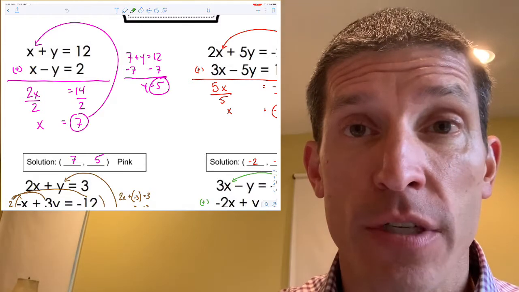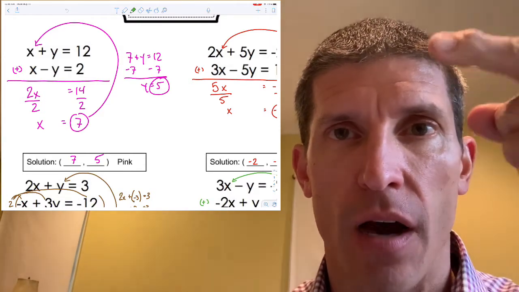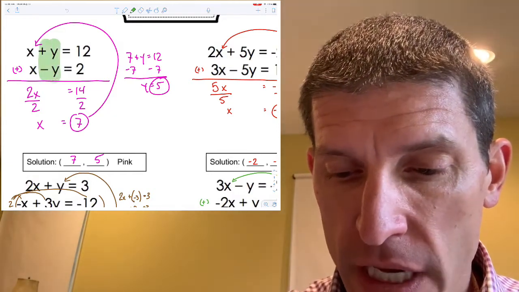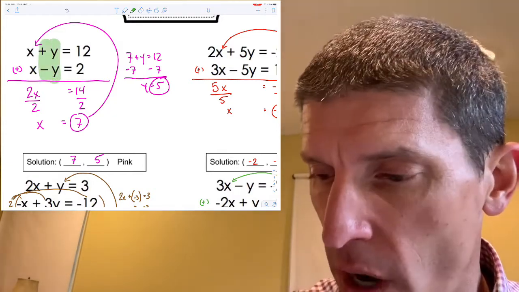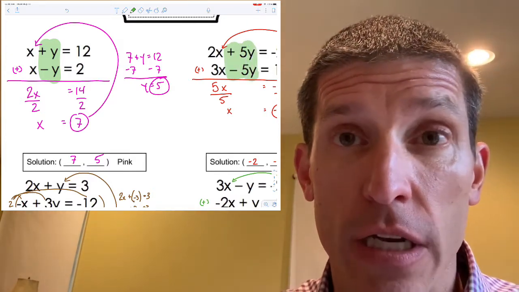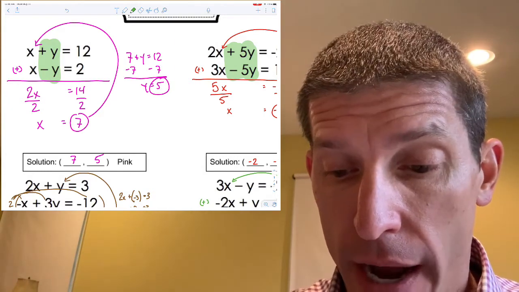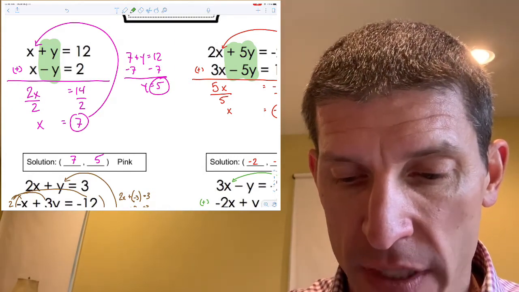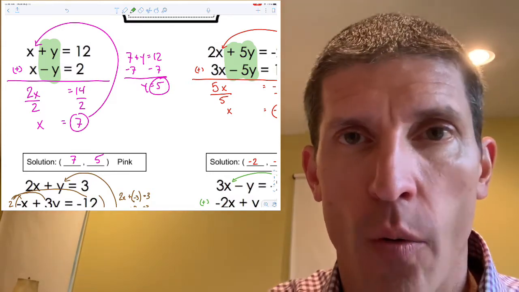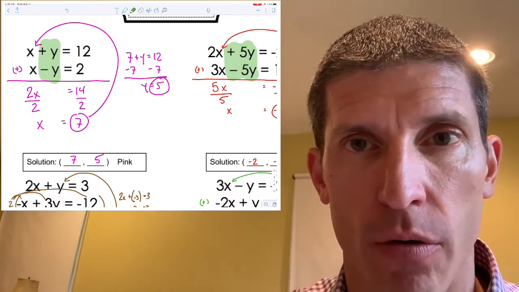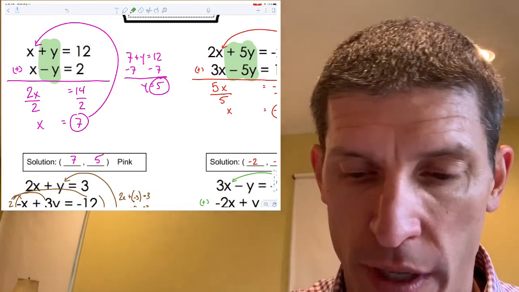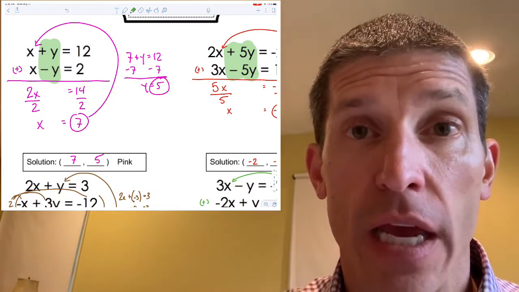When solving systems of equations using elimination, you're trying to find opposite pairs of numbers, either in the x column or in the y column. If you see opposite columns like these opposite y's, this is great because all you need to do is add the two equations together. In this pink example, x plus x is 2x, 12 plus 2 is 14, and the positive y and the negative y go away because positive y plus negative y is 0. So we can solve this problem pretty quickly. X was 7, you plug it back in, y became 5, and life is good.